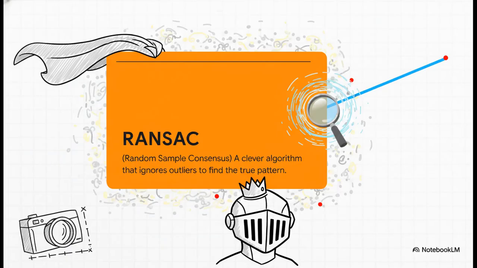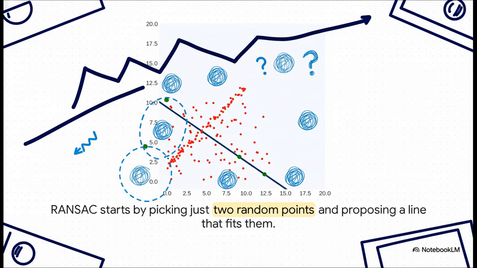So we need a hero, and that hero's name is RANSAC. It stands for Random Sample Consensus, and it is a brilliant algorithm designed for this exact problem, finding the real signal when it's buried in a whole bunch of noise. So how does RANSAC work?